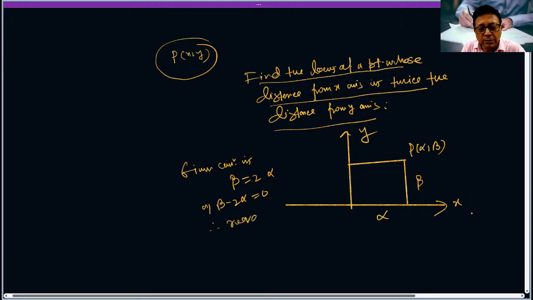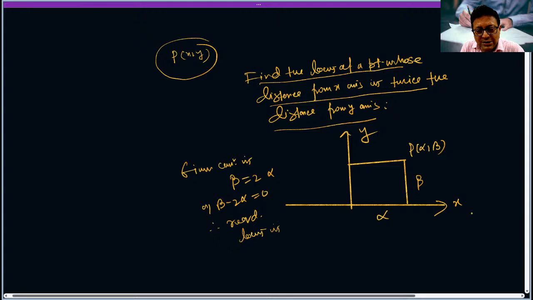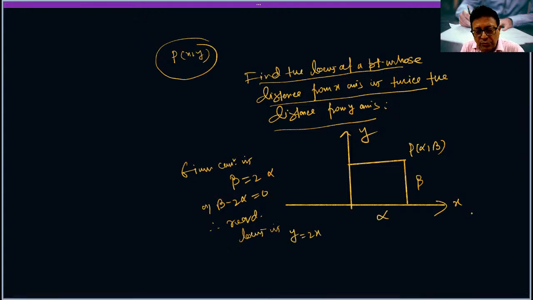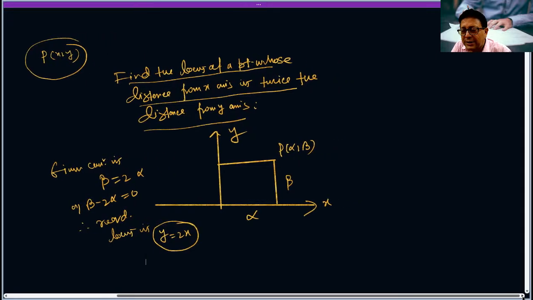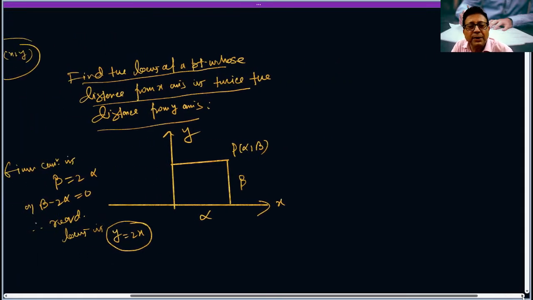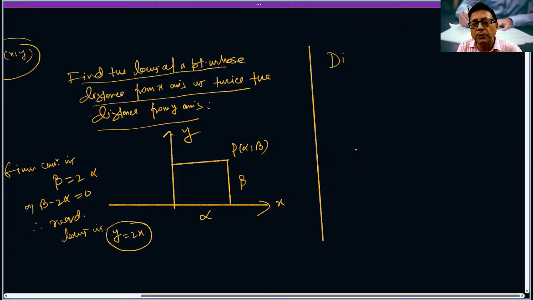Therefore, the required locus is y equal to 2x. It is just a reminder. In this case, the locus will be a straight line. Okay? Before we start straight lines, we will remember all the formulas which we have completed before, that is the distance formula, you know it very well.